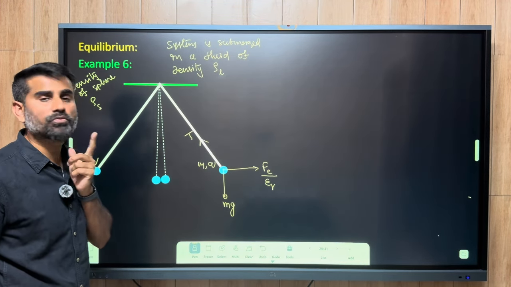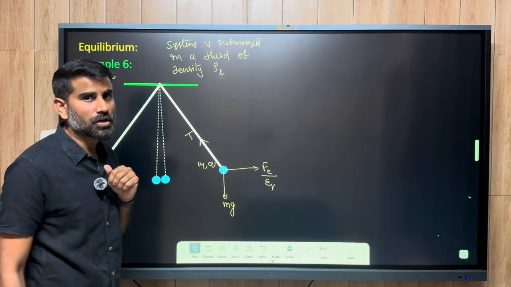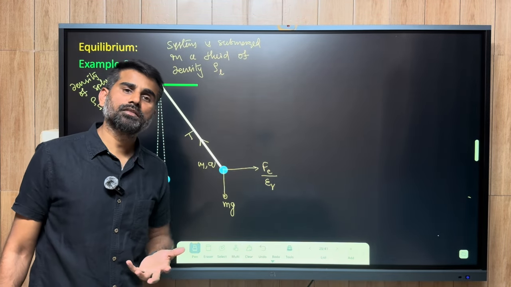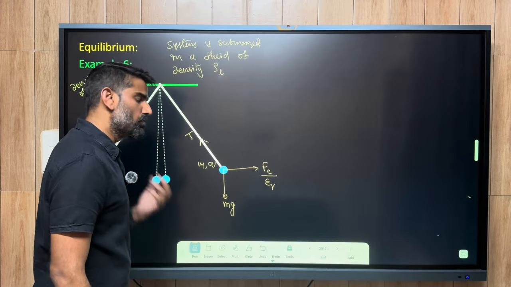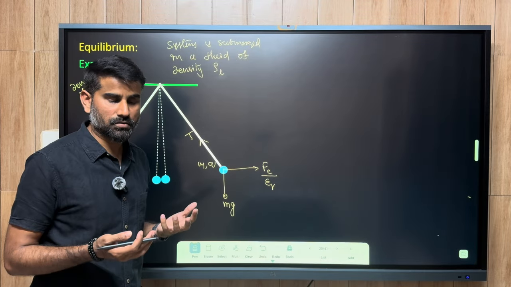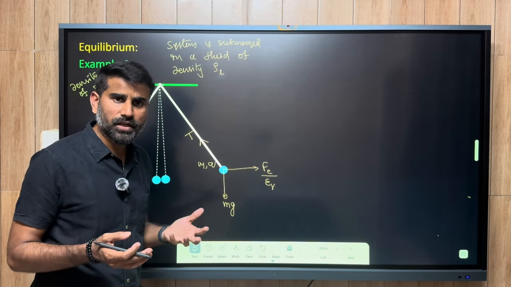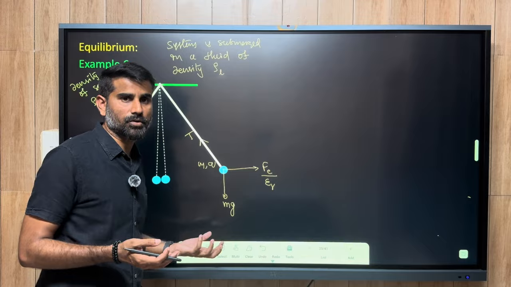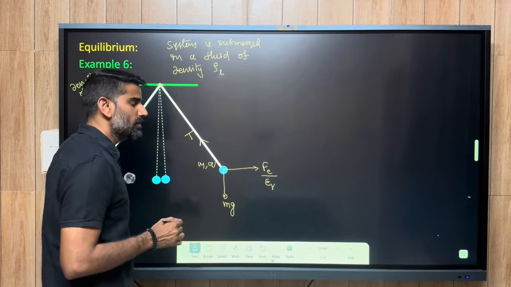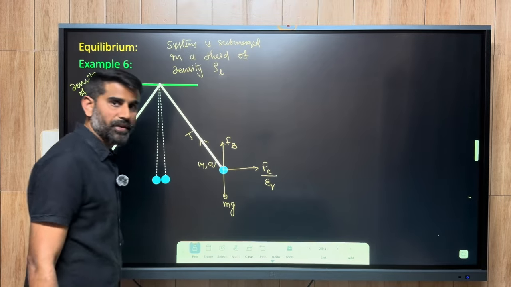In addition to these three forces, there is one more force that is called buoyancy force. Why is there a buoyancy force? Because in a vacuum medium there won't be any considerable buoyancy force. In an air medium there will be a buoyancy force, but it is not considerable. But in this case there is a considerable buoyancy force, Fb.